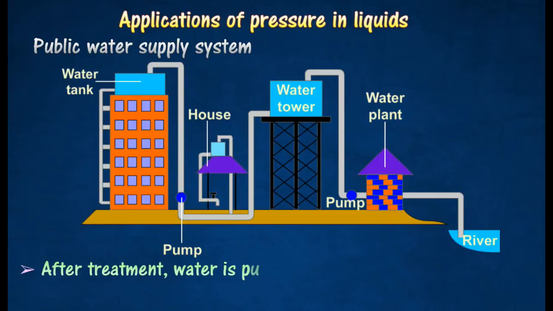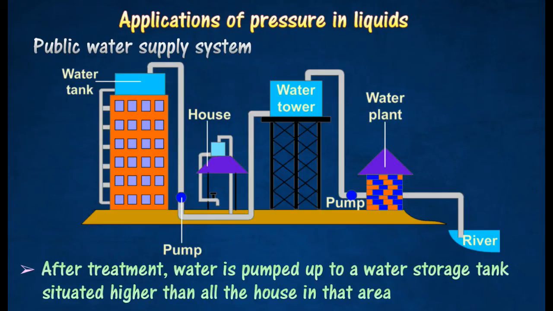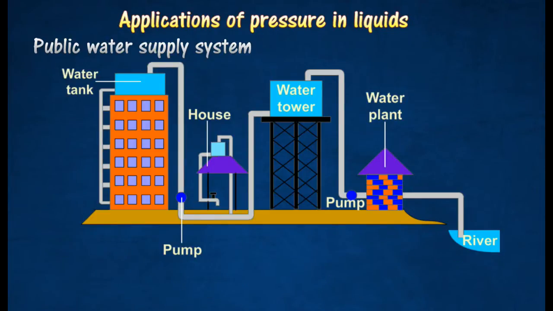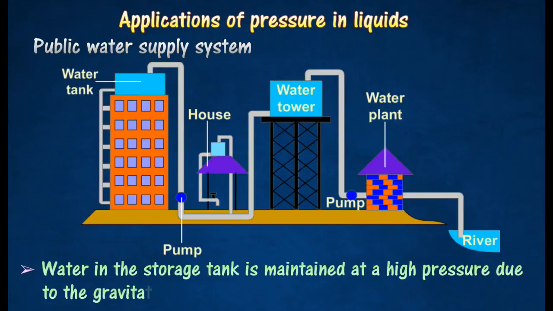After treatment, the water is pumped up to a water storage tank, situated higher than all the houses in that area. A water tank is usually built atop the roof of each house, to store water and maintain constant water pressure. Due to the gravitational pull, water in the storage tank is maintained at a high pressure, and this enables water to flow to the houses of the consumers which are lower.